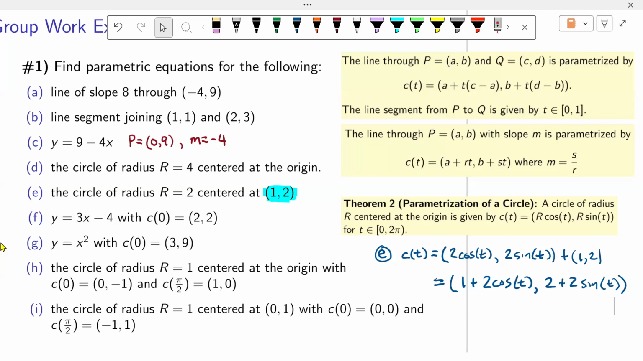How's it going? So many challenge problems, huh? So for F, you have the equation of the line. What's the slope of that line in F? What's its slope?